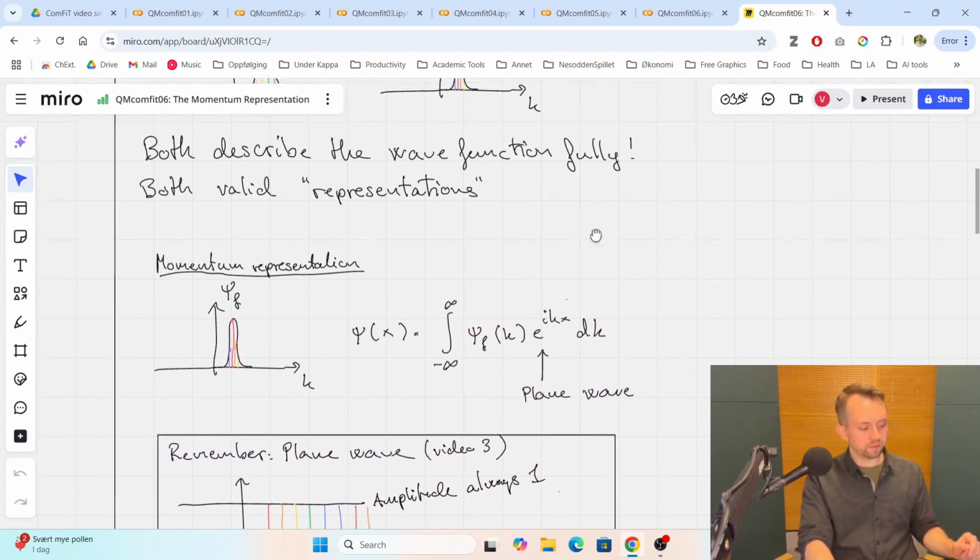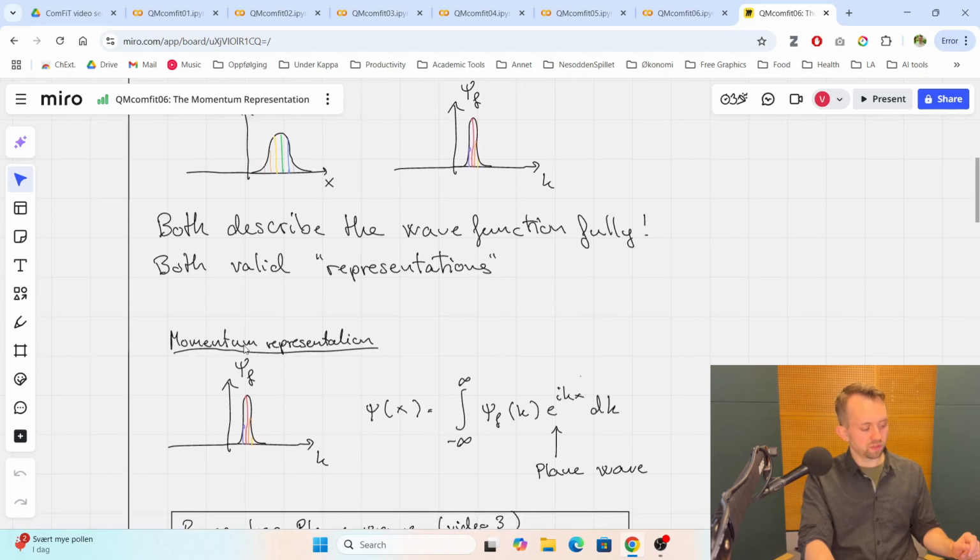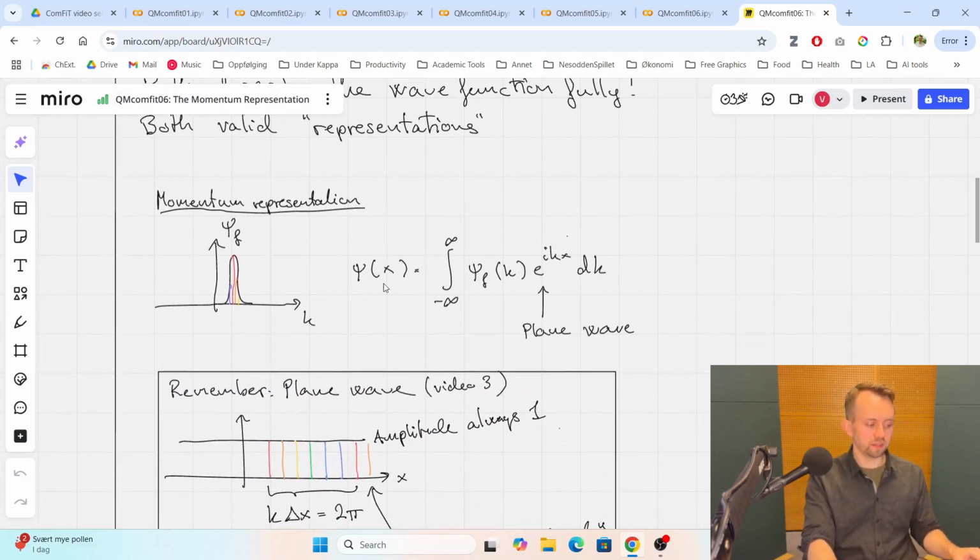So let's look at the momentum representation and why the Fourier transformation of psi is called the momentum representation. If you look at the inverse Fourier transformation, where we have the Fourier transform of psi and then we get back the original wave function, what we see here is that it's an integral over these Fourier components multiplied with e to the ikx.